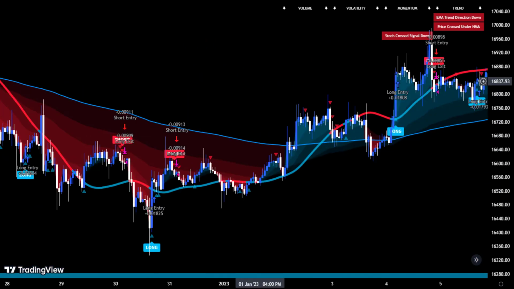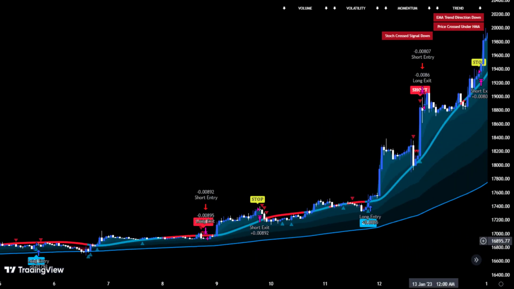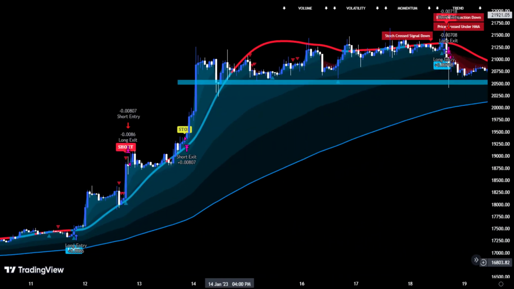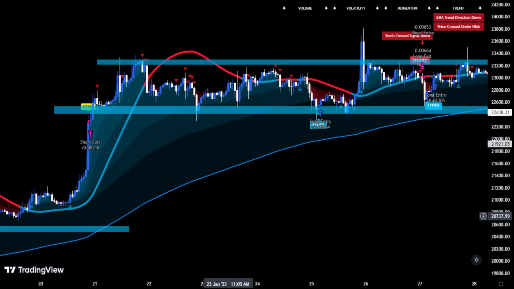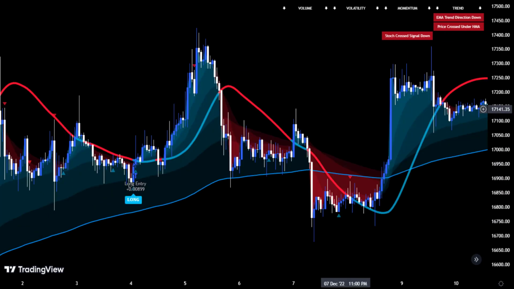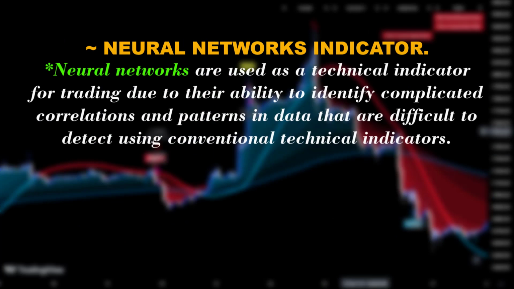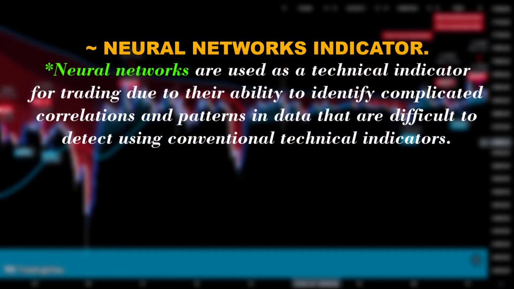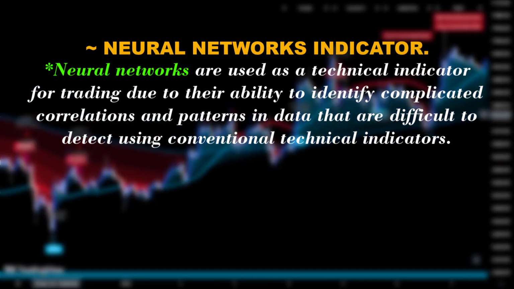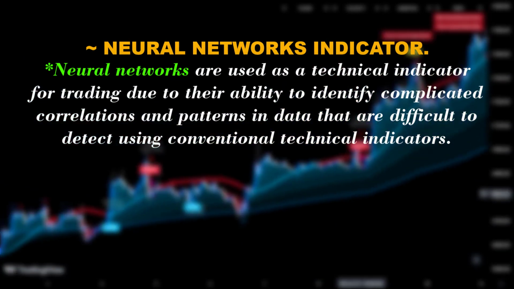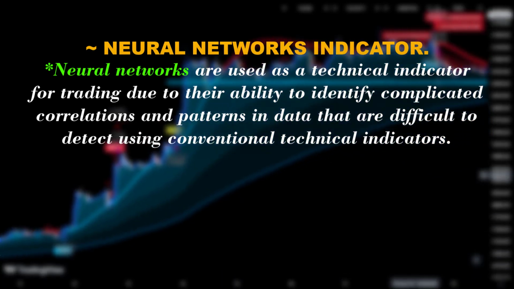Traders can use this information to make decisions about whether to buy or sell, as neural networks have been used to predict and categorize data based on patterns discovered in the financial sector, especially in the trading world. Neural networks have become increasingly popular. One of the main benefits of using neural networks as a technical indicator for trading is that they are capable of identifying complicated correlations and patterns in the data that may be challenging to detect using conventional technical indicators.